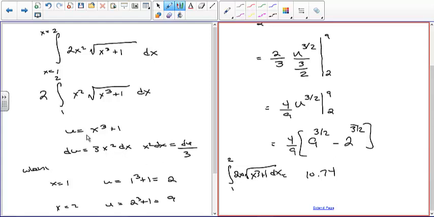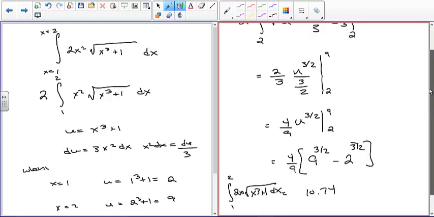Okay, so we let u be the argument of the square root, x cubed plus 1. The derivative of x cubed is 3x squared. Tag on the dx, derivative of that is 0. So I factored out the 2 so that I had just x squared dx. To get x squared dx out of this, I divide both sides by 3. Then to change the limits, I use my definition for u. When x equals 1, u equals 1 cubed plus 1, which is 2. And when x equals 2, you get 2 cubed plus 1, which is 8 plus 1, which is 9.